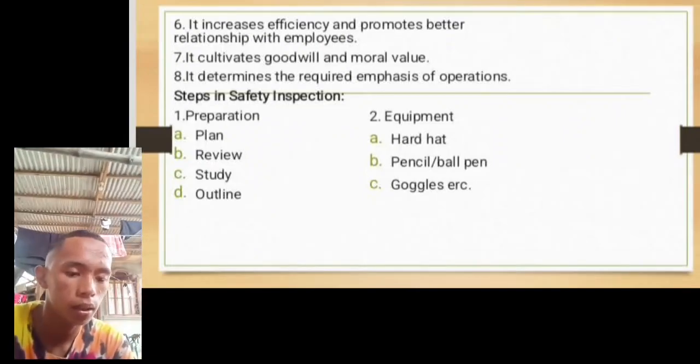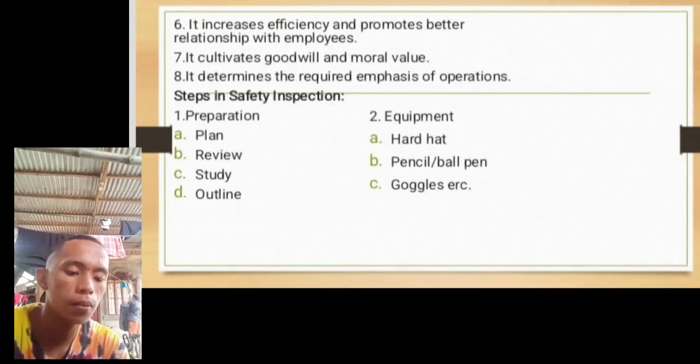Number 6. It increases efficiency and promotes better relationships with employees. Number 7. It cultivates goodwill and moral value. Number 8. It determines the required emphasis of operation.